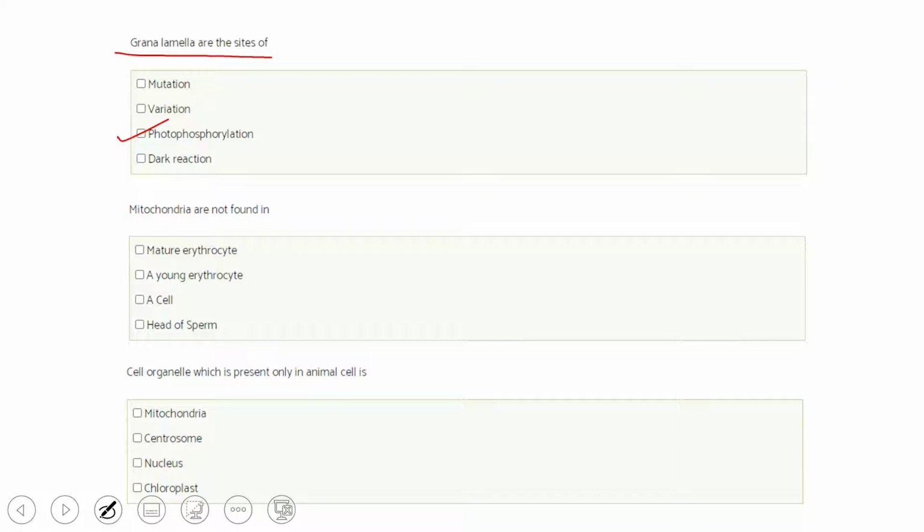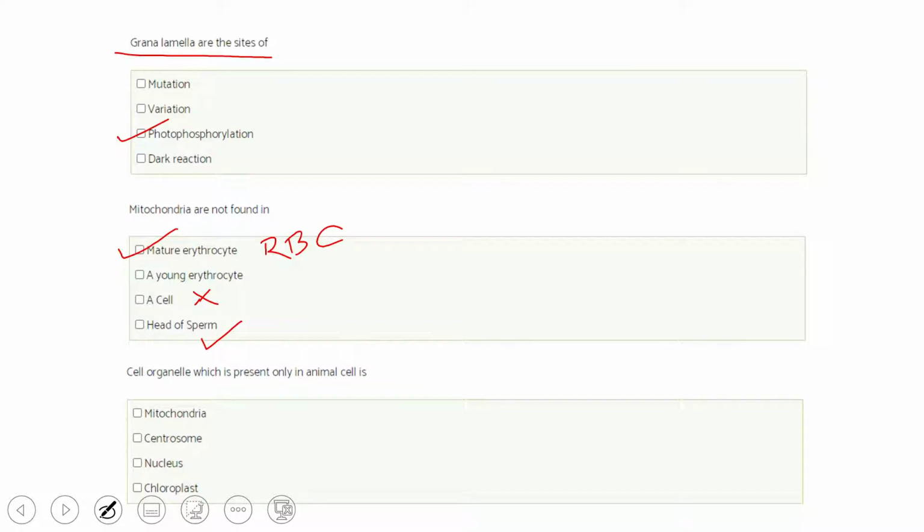A mature erythrocyte is nothing but a mature RBC. A young erythrocyte is a young RBC. A cell cannot be the answer because you know animal cells and plant cells have mitochondria. The head of the sperm has a lot of mitochondria. Why? Because the sperm has to swim and the energy for that swimming comes from ATP, which is produced in mitochondria. So the answer here is a mature erythrocyte.